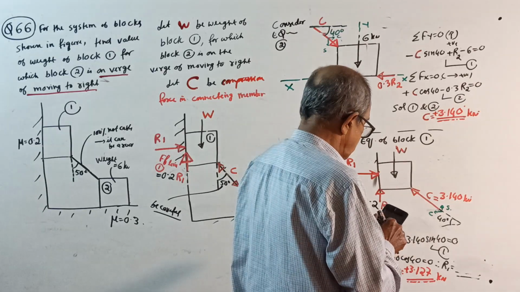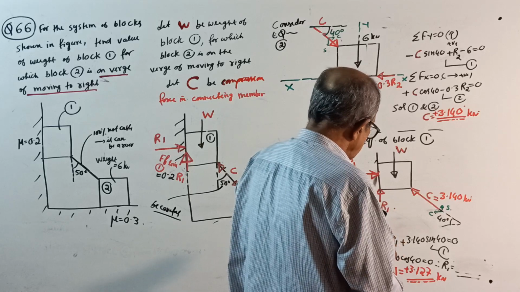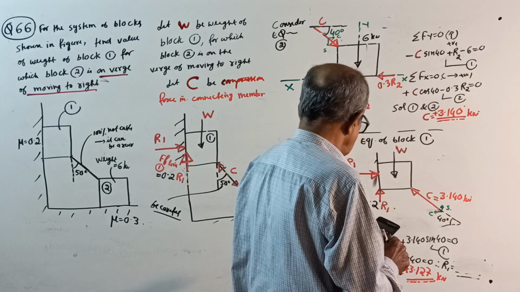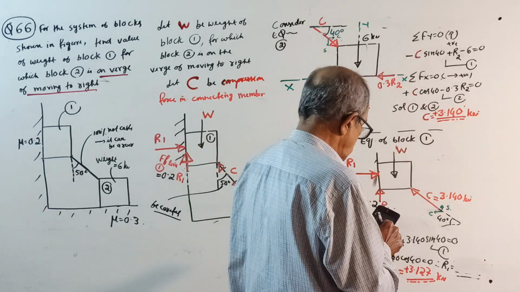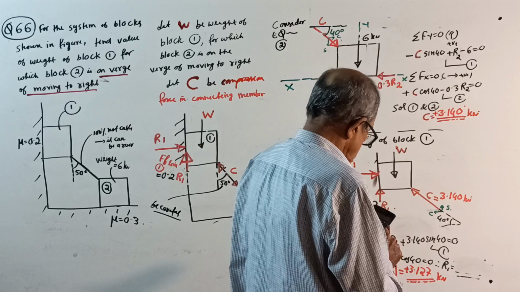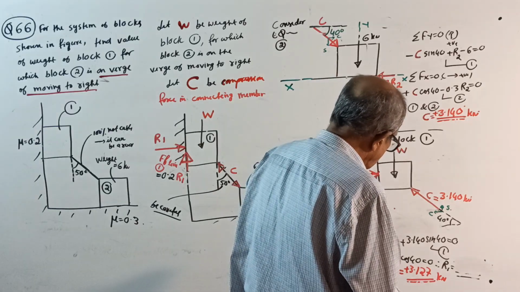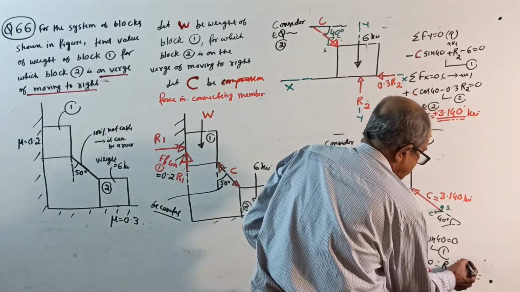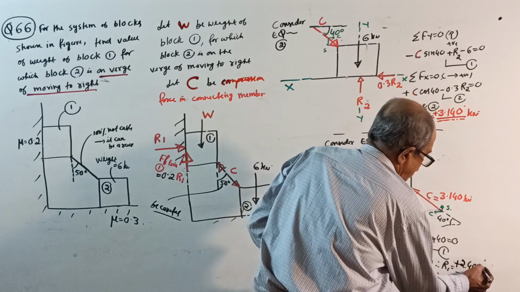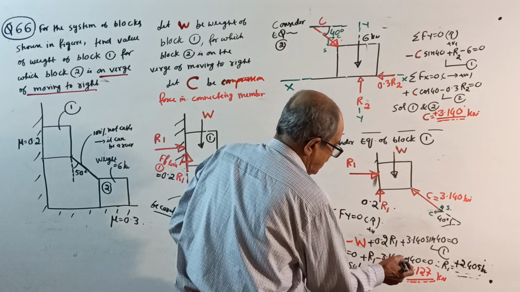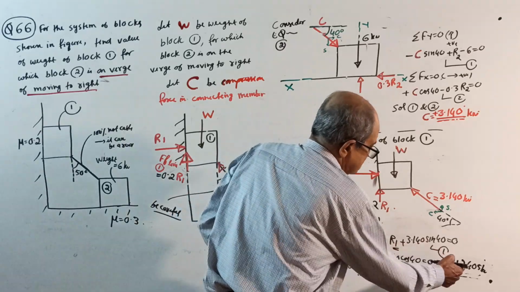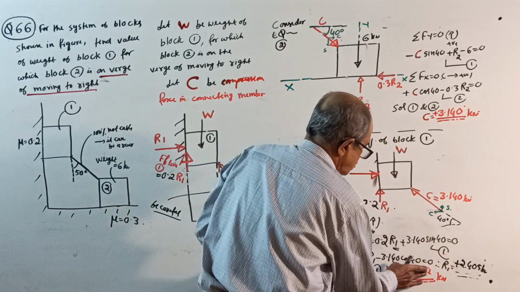Okay, what to do? 3.140 into sine 40. That is 2 point something. No, here. 3.140 into cos 40. R1 will come 2.405 kilonewton. Okay, now substitute in equation 1 where that R1 is there, substitute 2.405, you get the value of W.